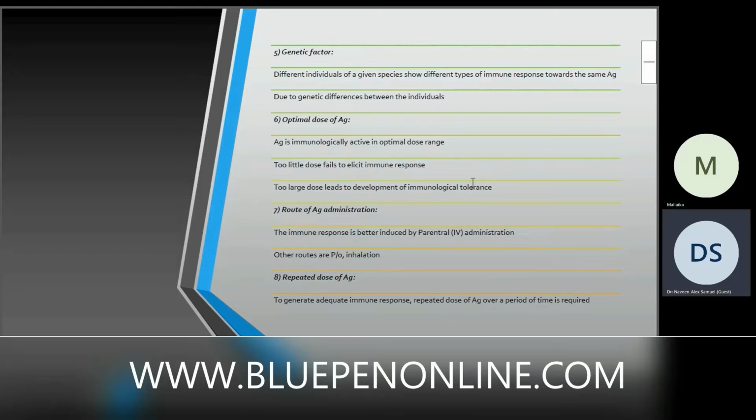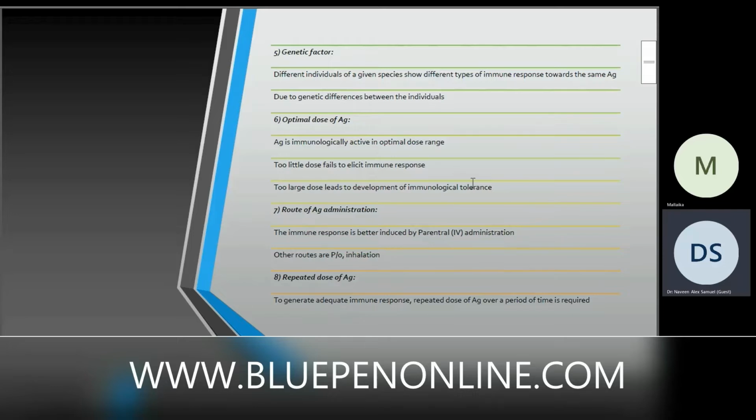Antigen is immunologically active in an optimal dose range. There should be a particular dose range to elicit an immune response. Too little dose fails to elicit an immune response. Too large a dose leads to development of immunological tolerance. Sometimes very large doses will cause a very severe immunological reaction. Next is route of antigen administration also.